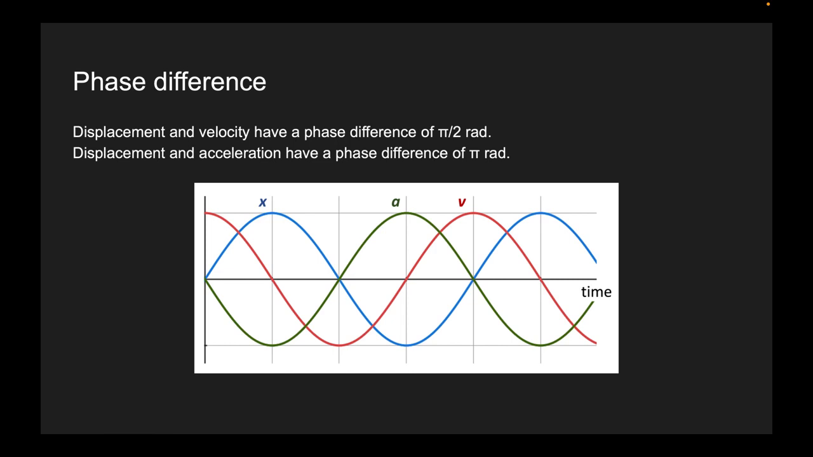The phase difference between displacement and velocity is pi divided by 2 radians, and the phase difference between displacement and acceleration is pi radians.